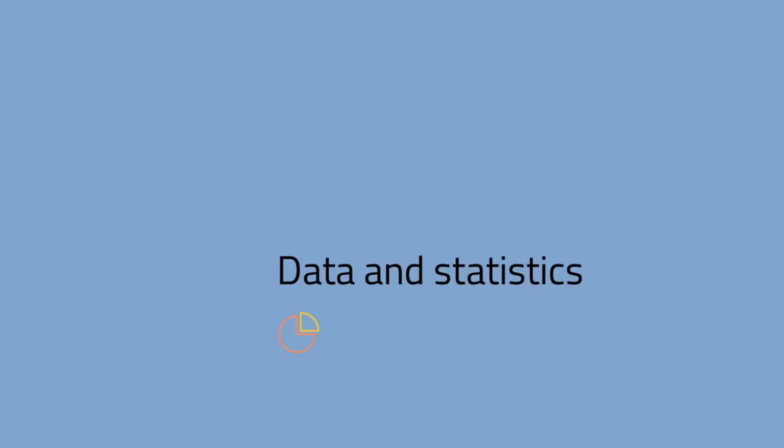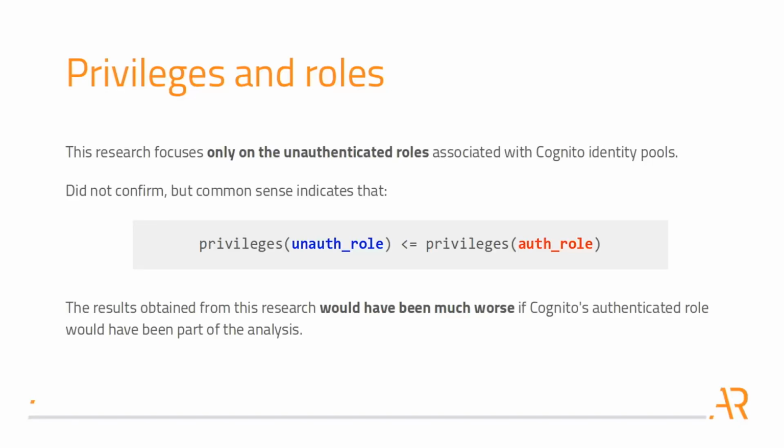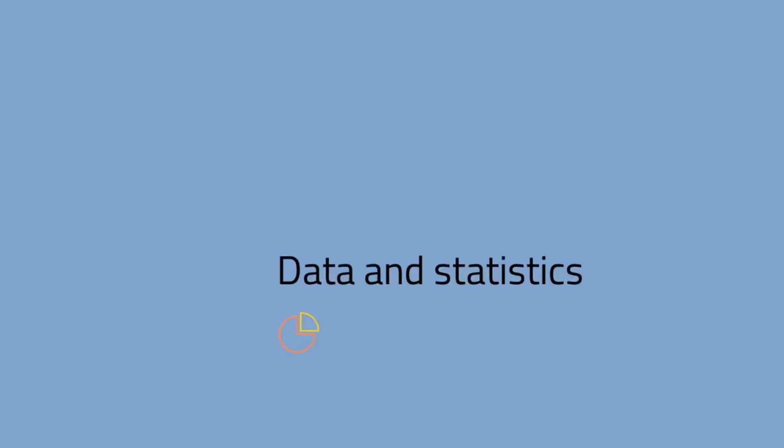All right, statistics. At this point, I had a lot of identity pool IDs, credentials for each of those identity pool IDs, and a list of permissions associated with each of those credentials. And I wanted to know if there was a pattern somewhere.